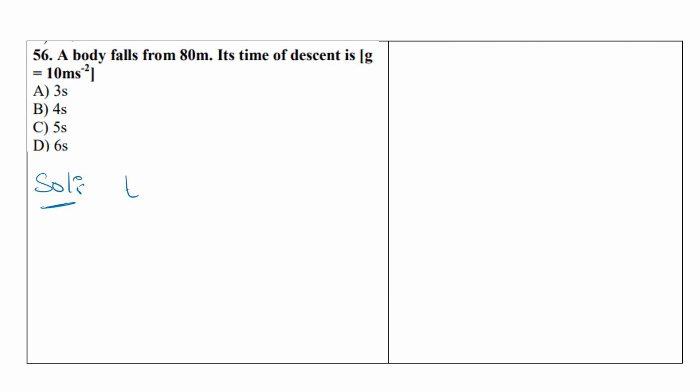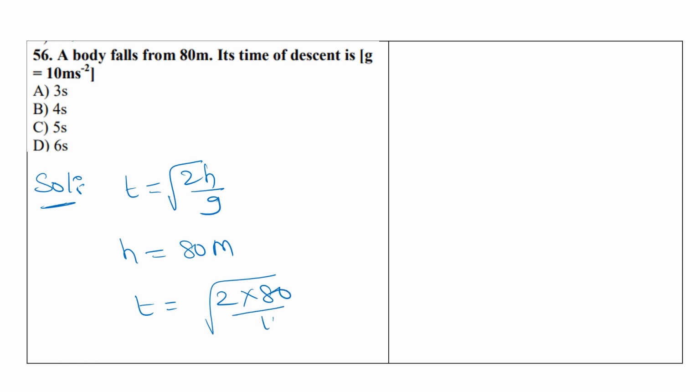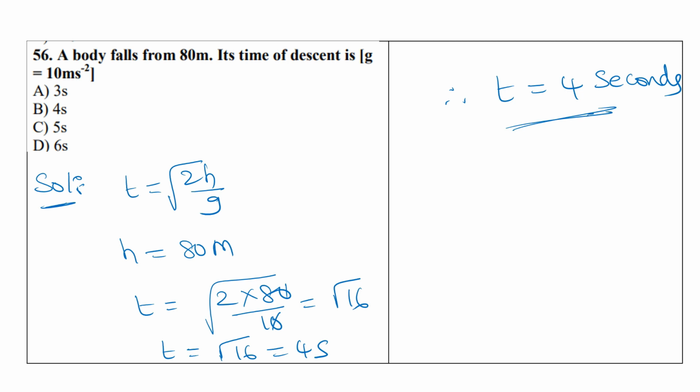t is equal to root of 2h by g. h they given as 80 meters. So substituting h value in this, 2 into 80 by g, 10. The zeros get cancelled. Root 8 into 2, 16. So t is equal to root 16, nothing but 4. So 4 seconds. Therefore time of descent t is equal to 4 seconds. Okay. Next we will go to the next question.